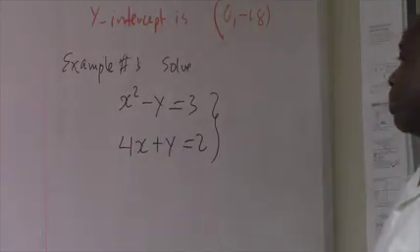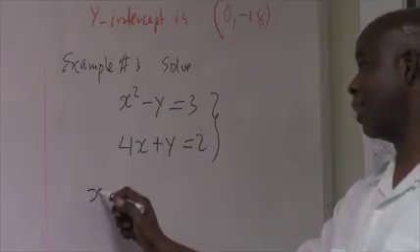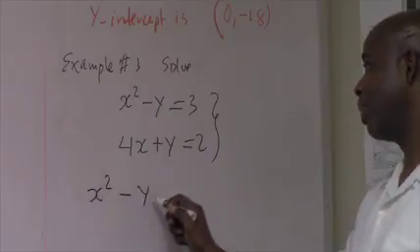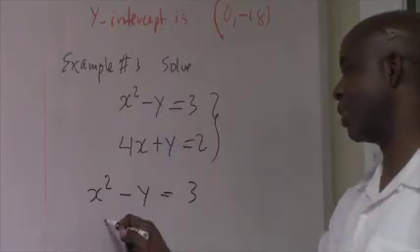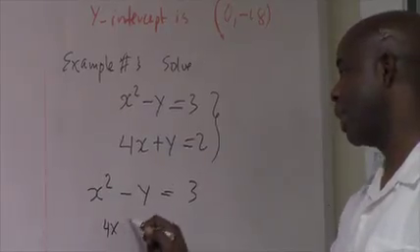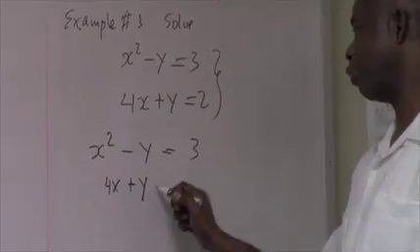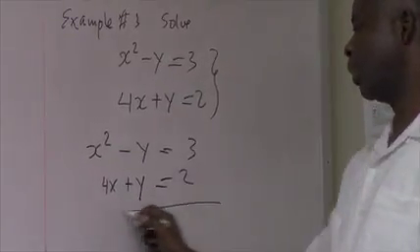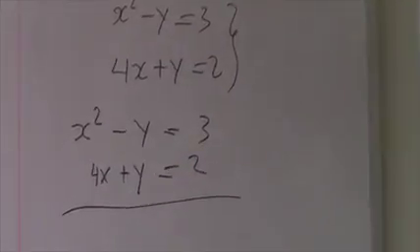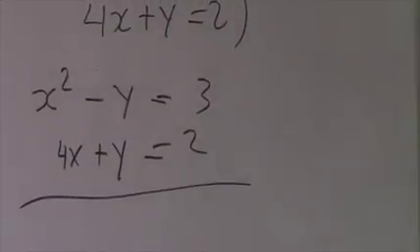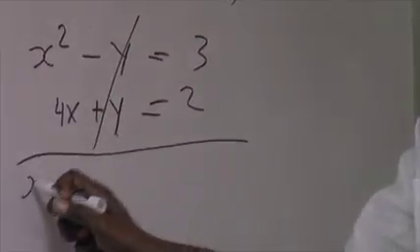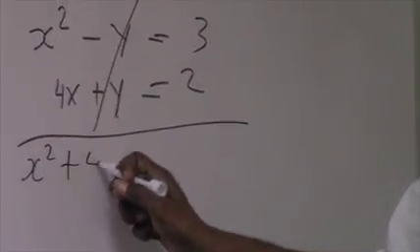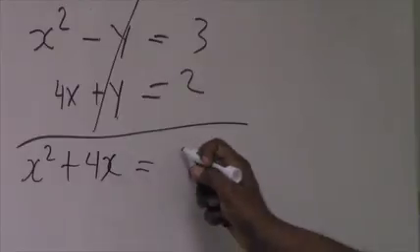Now there are many approaches to this. I think these equations are lined up properly, and so I'm going to solve them in a very interesting way. I'm going to put a 4x right here, a plus y over here and a 2 over here. You note that I did not put the 4x under the x squared because they are not like terms. But over here, negative y plus y will cancel. Then I have x squared plus 4x equals to what? 5.